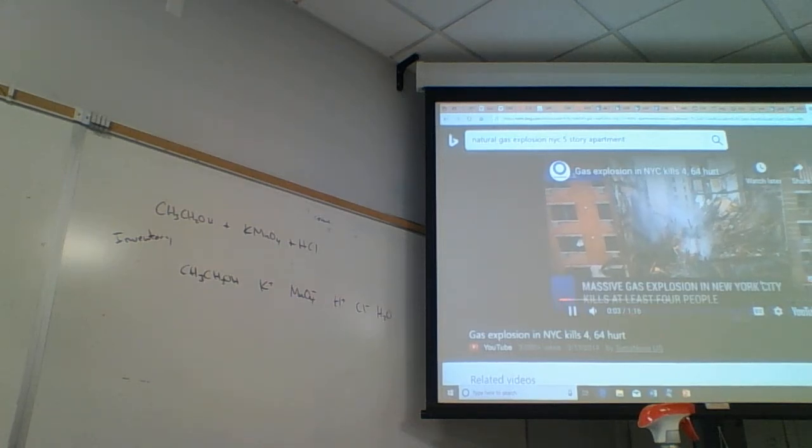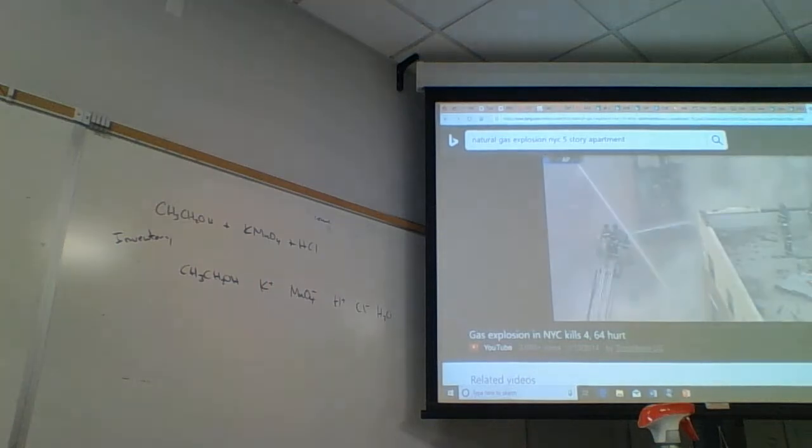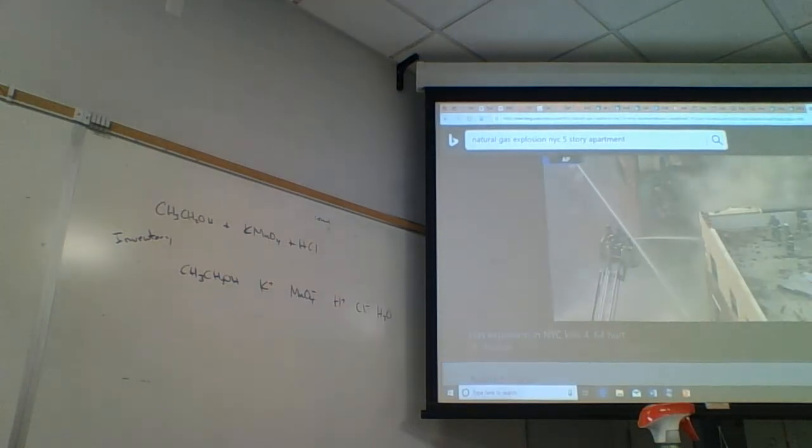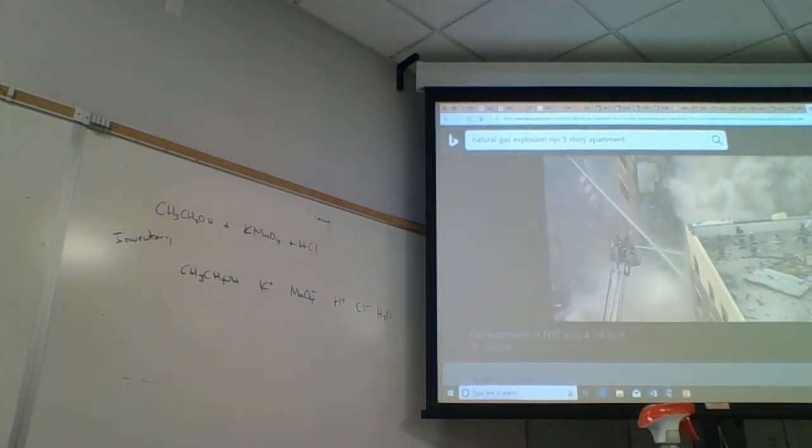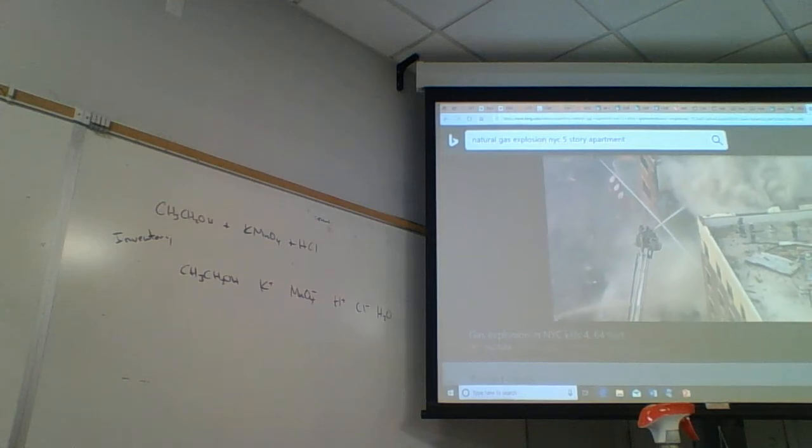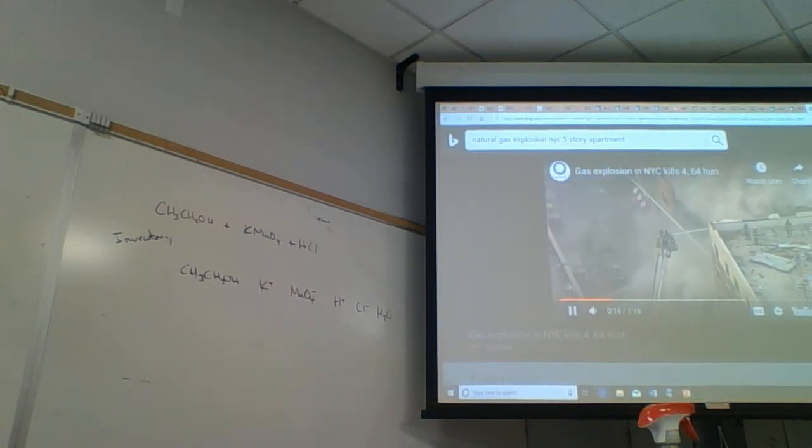That used to be an apartment building there. Can you believe that? Four people died in that explosion. That was with methane and oxygen.